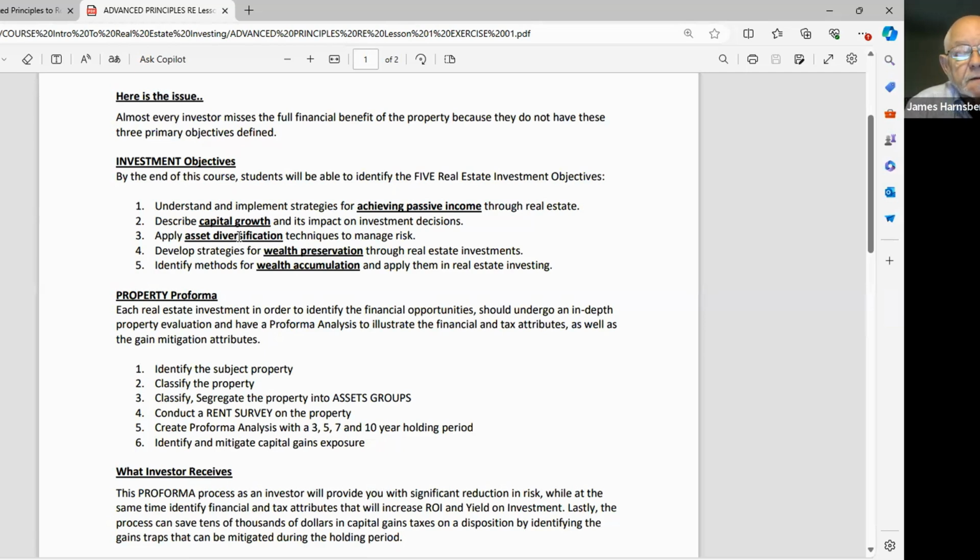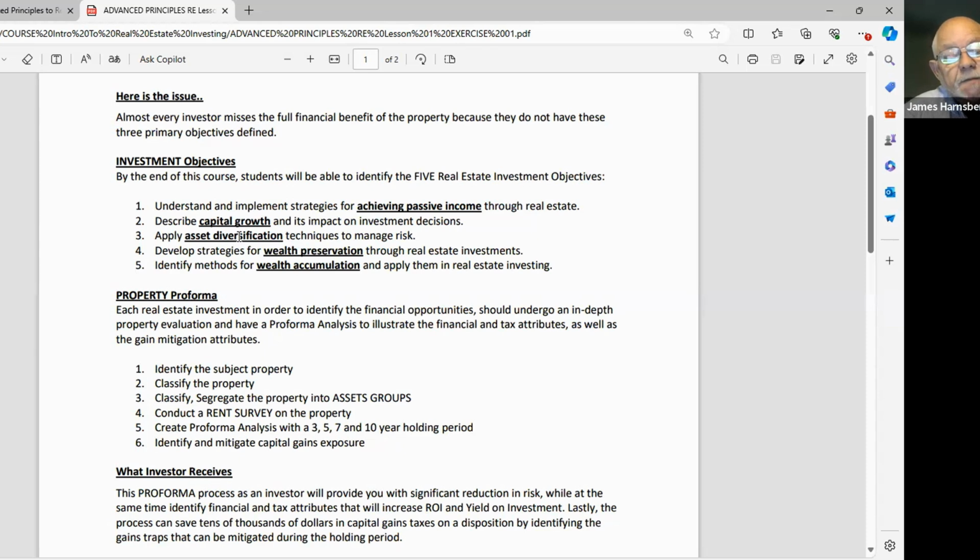Every real estate investment should have a property pro forma. There are 6 components that make up a property pro forma. First, you have to identify the subject property. Then you have to classify it. Is it single family? Is it multifamily? Is it mixed use? Is it commercial? It has to be classified by its investment type.